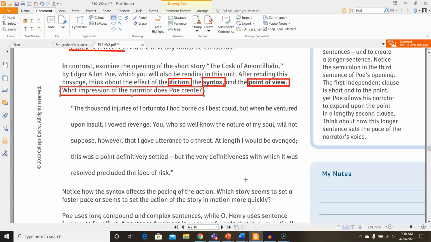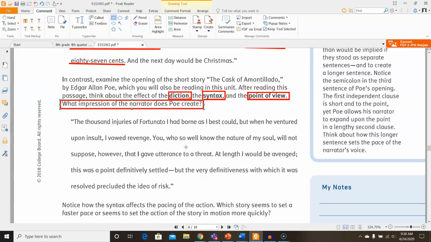So, now I have a lot of ideas going on here. So the first part, he's saying that this man named Fortunato had injured him a thousand times. That's probably a hyperbole. Then it says, "when he ventured upon insult, I vowed revenge," meaning he added insult to injury, as they say. Not only did he injure this man, but he also insulted him, so now he wants to get revenge. So we know that the narrator is vengeful. I'm going to underline, "I vowed revenge."